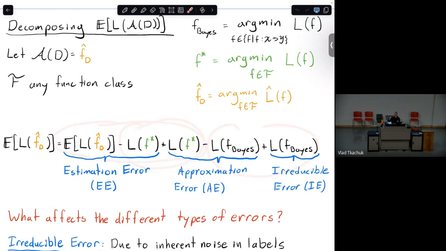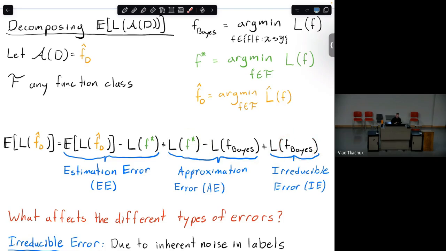The beautiful thing is you can now talk about these terms in a more intuitive way. You can think about how much error there is between the expected loss of f hat and f star, how much error there is between L of f star and L of f base, and finally, what is the actual true expected loss of the best possible predictor we can imagine?